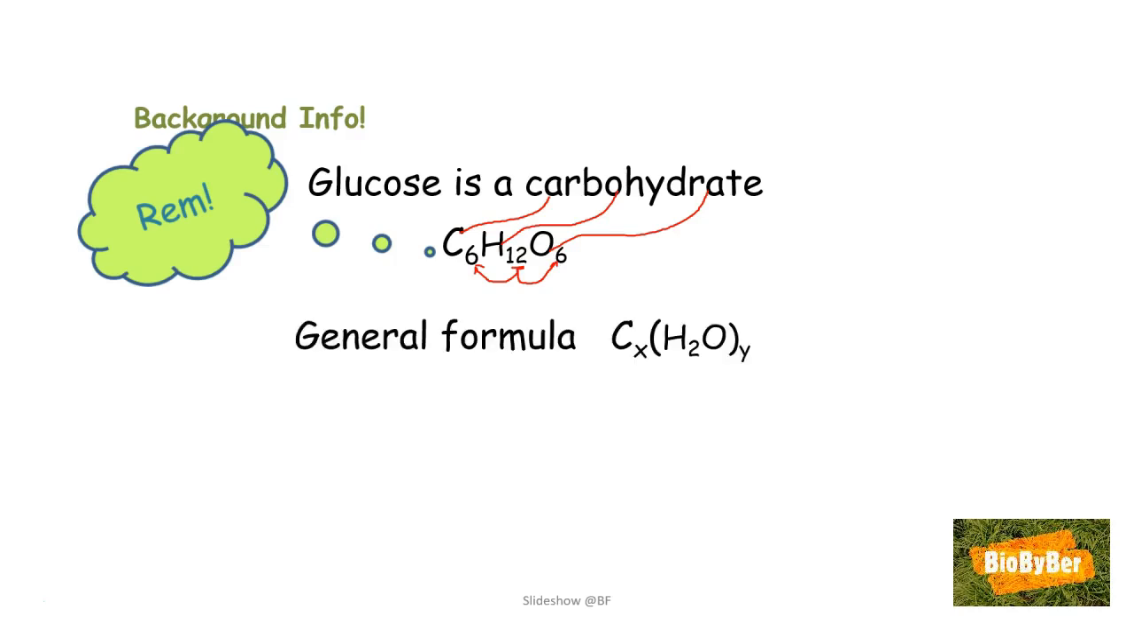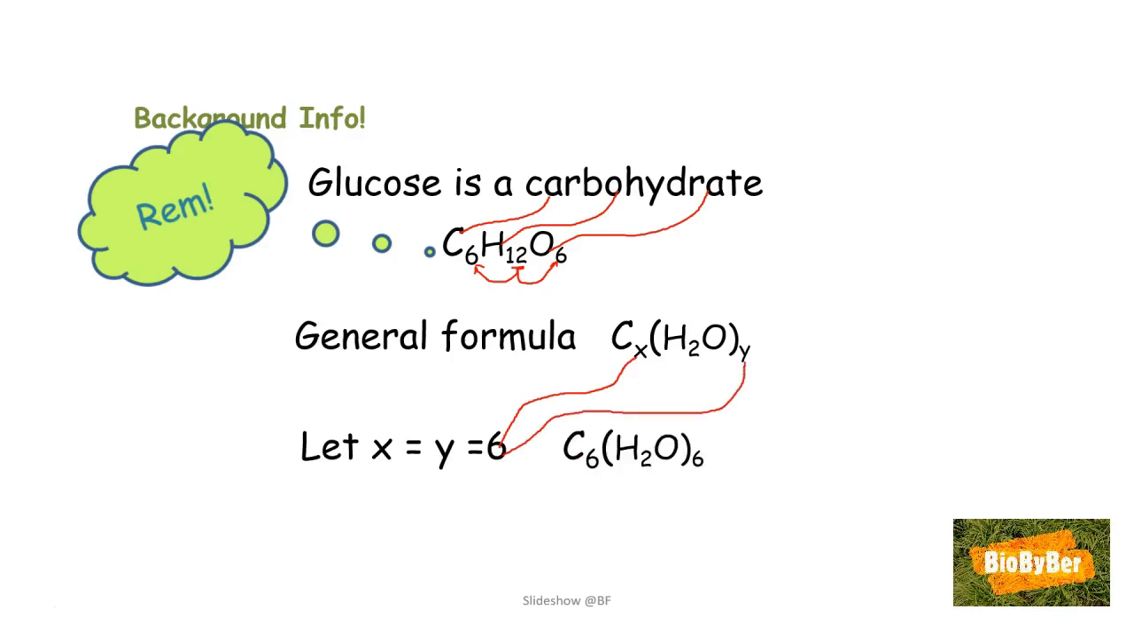It can also be represented by the general formula CxH2O in brackets Y. Now, for the mathematicians amongst us, if we let x be equal to y and equal to 6, so put in a 6 instead of the x and a 6 instead of the y, what do we get? Well, we will get C6H2O, which stays the same, 6.